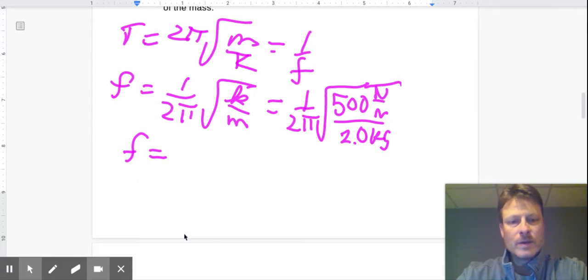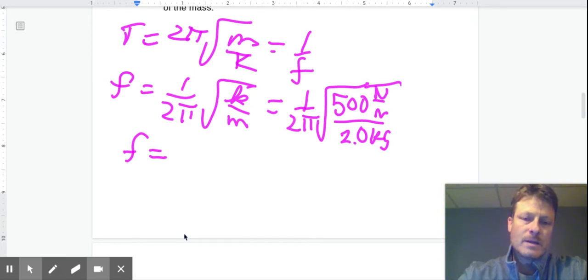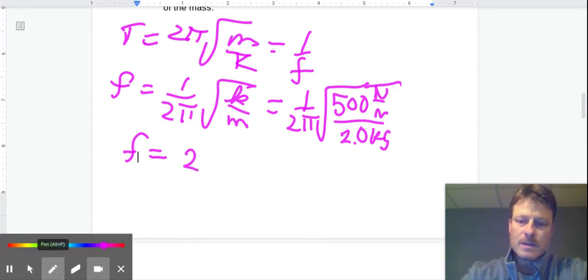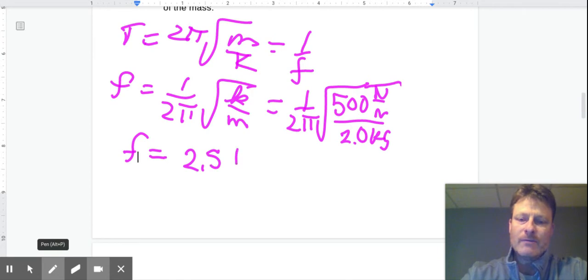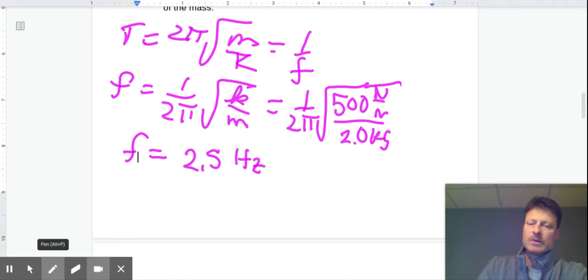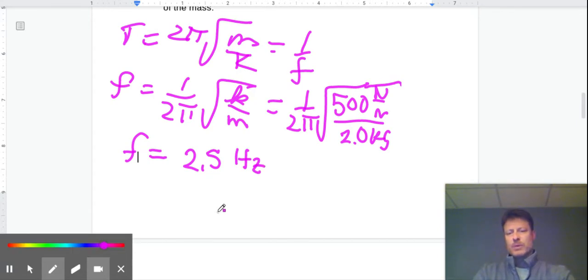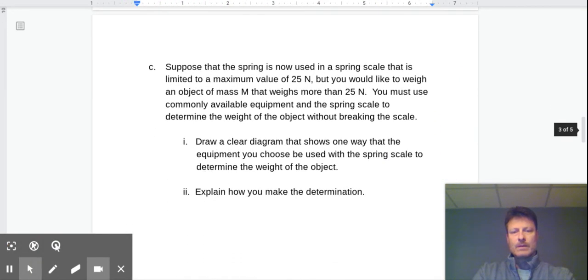When you do that, if you take a look at a newton as a kilogram meter per second squared, the kilograms are going to go away, the meters are going to go away, and you're going to get the square root of 250, which is 1 over second squared. When you take the square root, you get 1 over seconds, which are hertz. So the answer to that is 2.5 hertz. So that's the answer to part B.